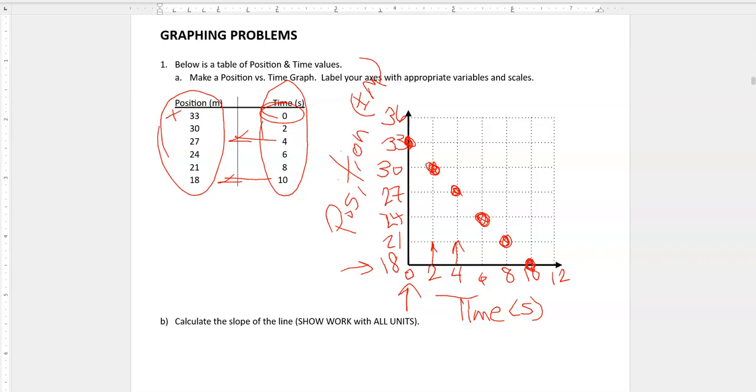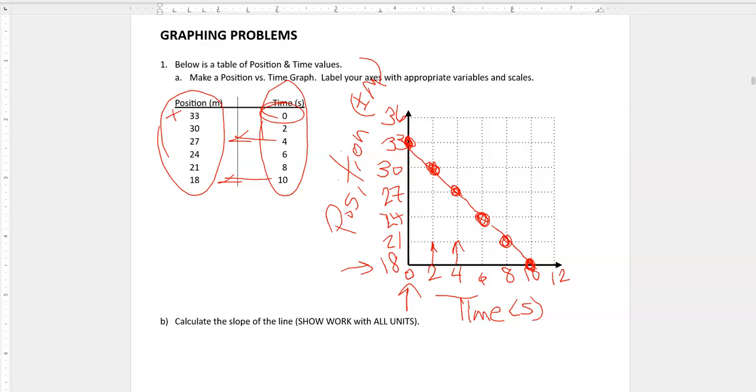And now you have all your points plotted, and since they do form a straight line, we can create a straight line that goes through there. Do your best to make that line straight. And now you're ready to interpret this information.